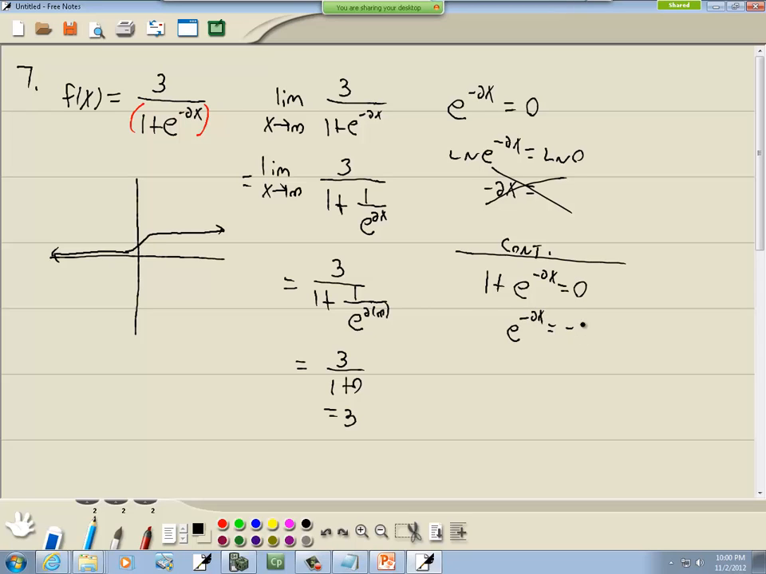If I bring the 1 over to negative 1 and take the natural log of both sides, that's how you solve an exponential equation. We get the log of a negative number, which we can't have, which means it's continuous everywhere. So our continuity is: it's continuous everywhere. We can put any value in for x.